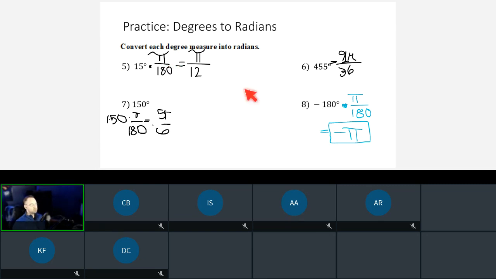Number five looks right. That's a really nice pi symbol. Yeah, Nero doesn't like me either.